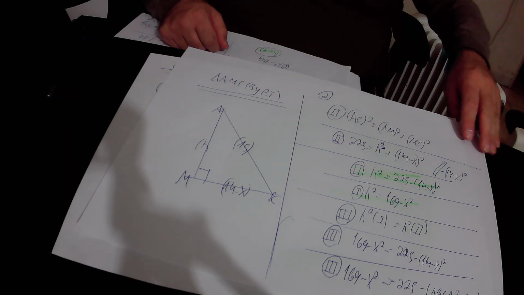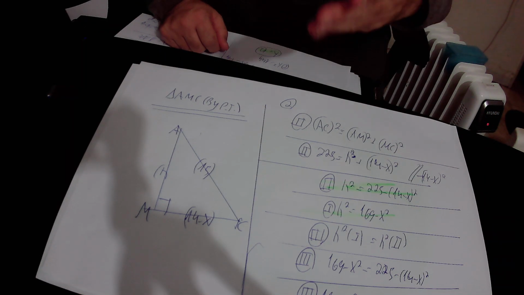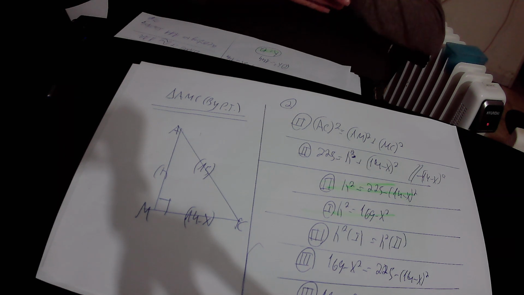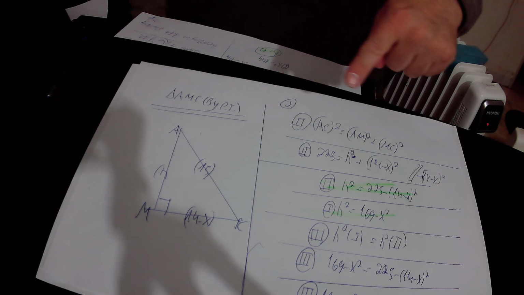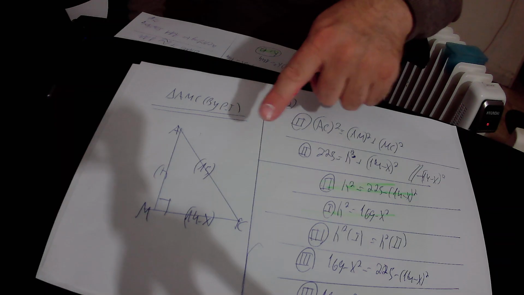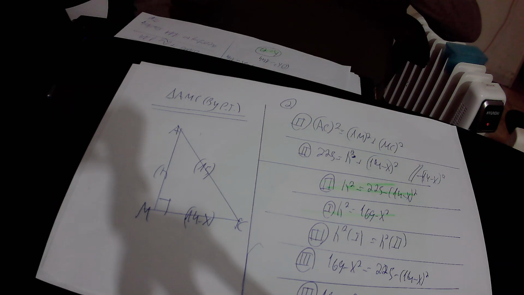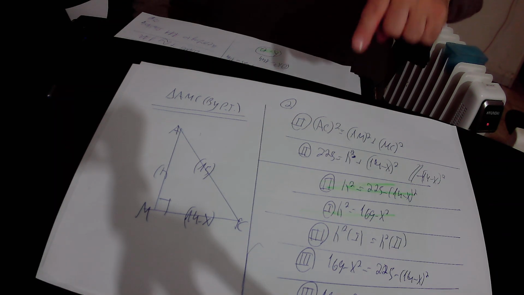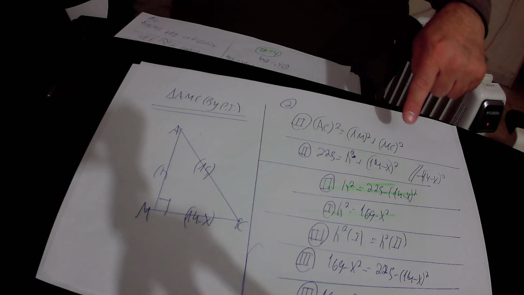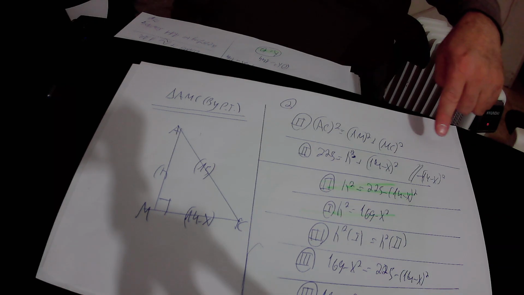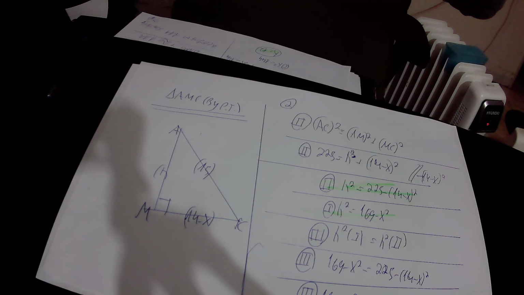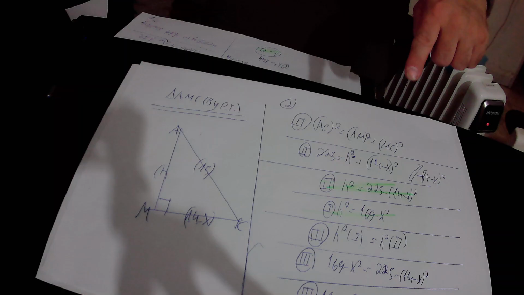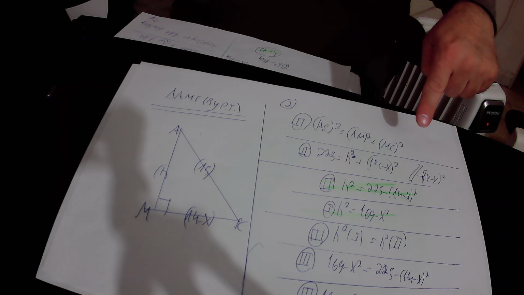plus MC squared. So AC is 15, therefore AC squared is 15 squared, that is 225, and it is equal to AM squared. AM is 8, therefore AM squared is 8 squared, plus MC squared. MC is 14 minus X, therefore MC squared is (14 minus X) squared. So in conclusion, according to equation number 2, 225 equals H squared plus (14 minus X) squared. We subtracted (14 minus X) squared from equation number 2, and found out that H squared equals 225 minus (14 minus X) squared.